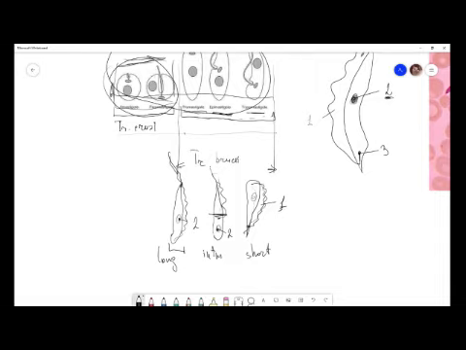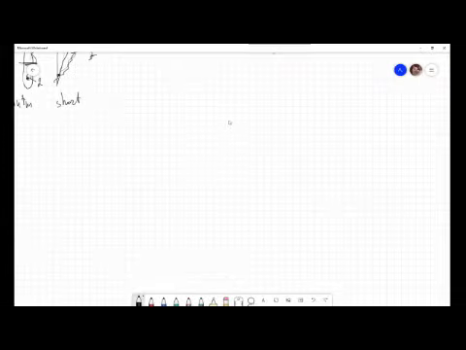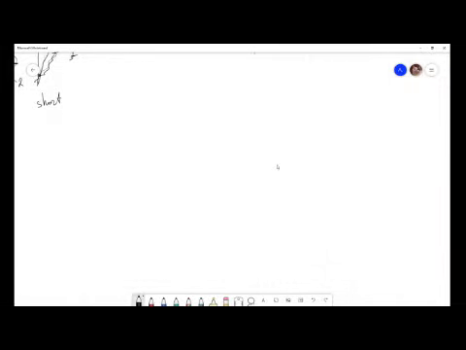The life cycle. When we are talking about Trypanosoma gambiense, it is one of the forms of Trypanosoma brucei. We know two forms of Trypanosoma brucei: Trypanosoma brucei rhodesiense and Trypanosoma brucei gambiense. There is no difference between the life cycles of these parasites.